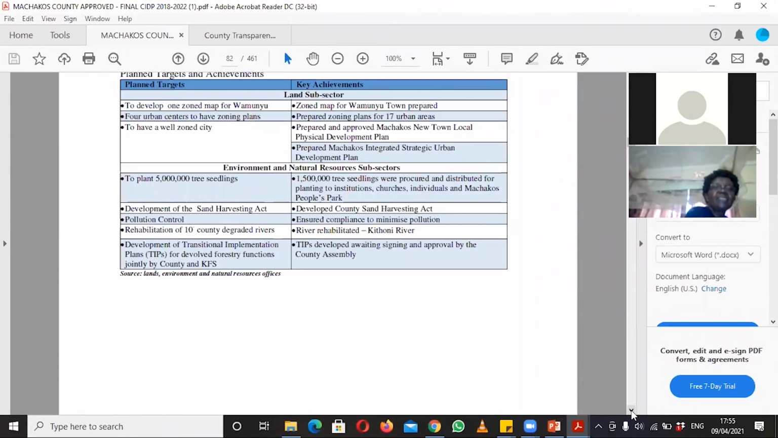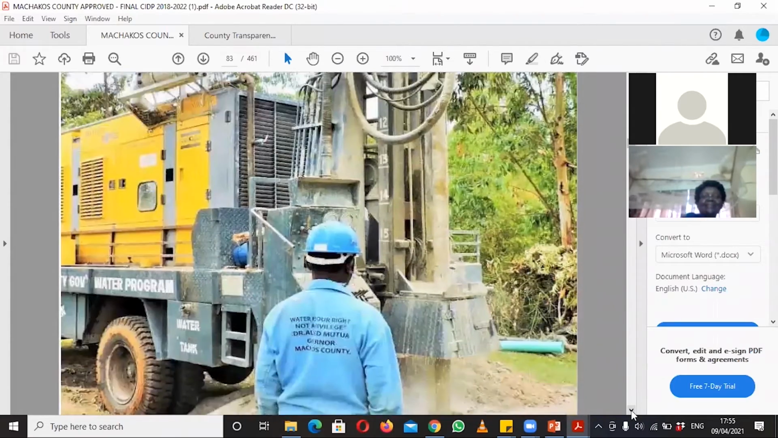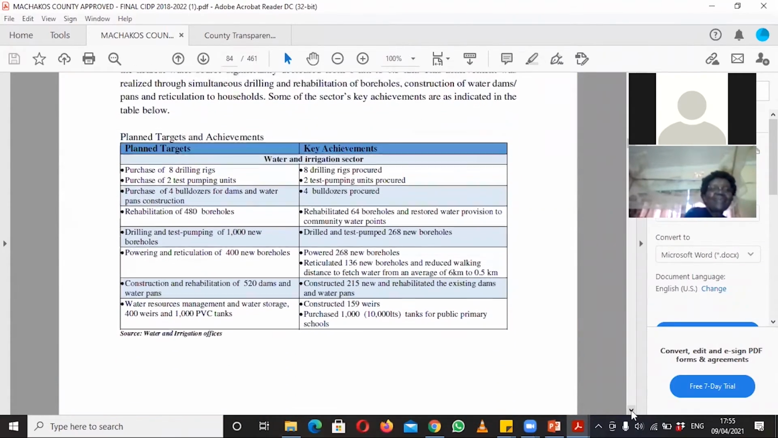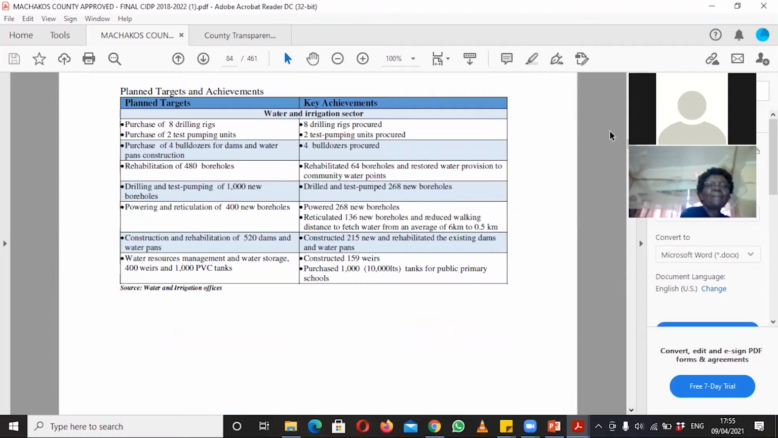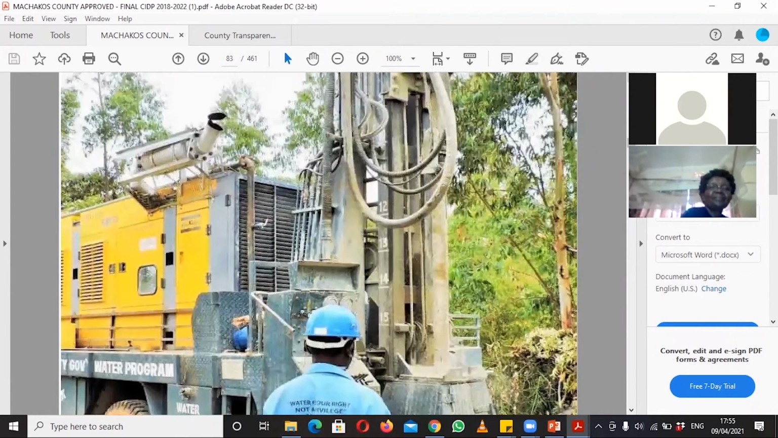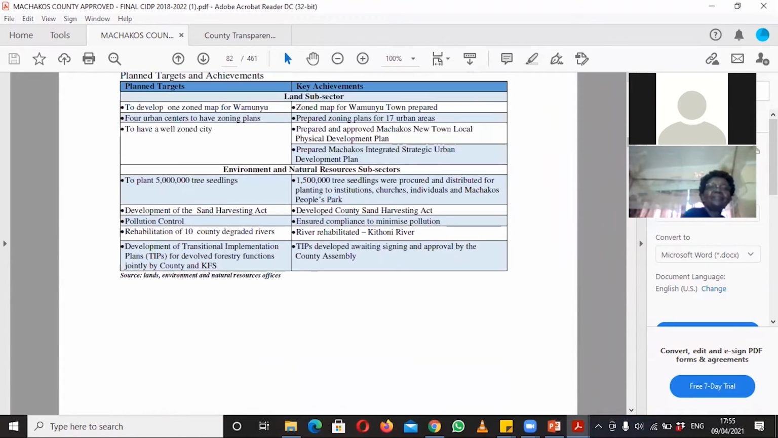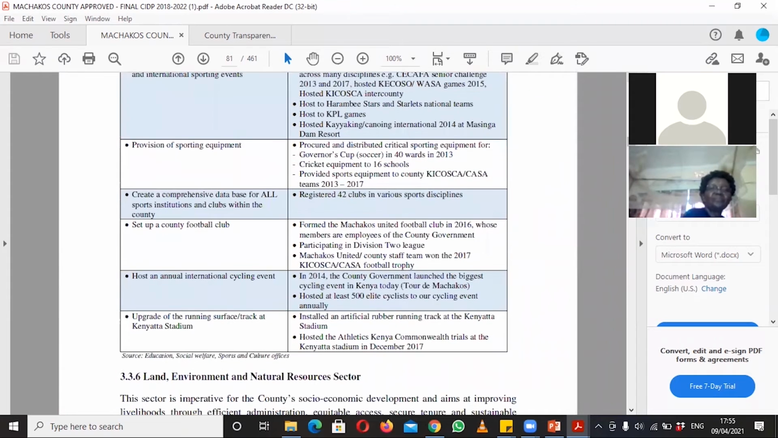There is a lot in paper here. So you find like now, this is the water sector. Last time when we were talking about priorities, we had also touched on land, environment, and natural resources.